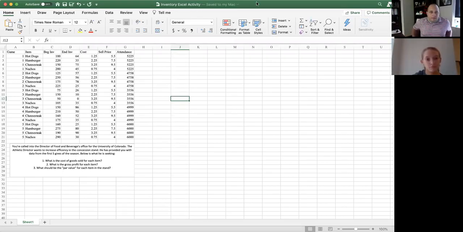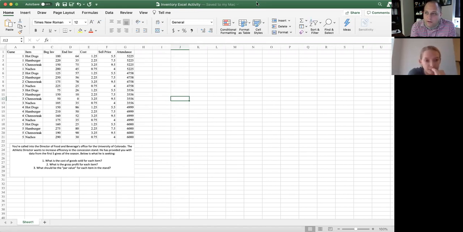All right, so on to the Excel activity. We'll take a little example. This one is where you're called into the food and beverage director's office at the University of Colorado. The athletic director wants to increase efficiency in the concession stand and has provided you with data from the first 5 games.